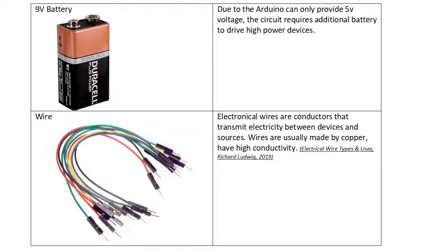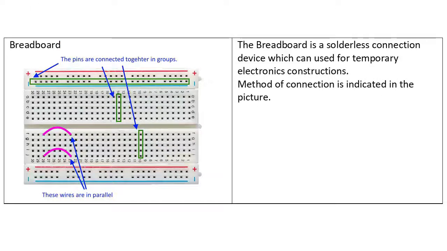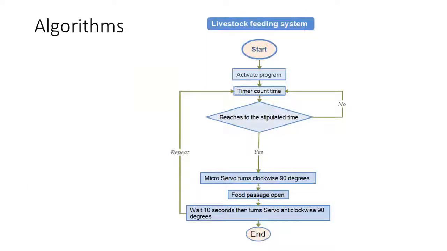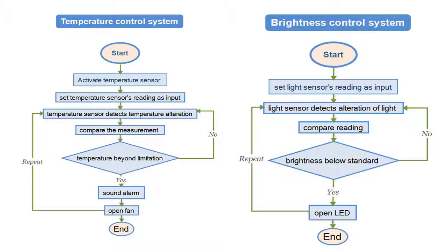The wires. Electronic wires are conductors that transmit electricity between devices and sources. Wires are usually made of copper, which has high conductivity. And lastly, the breadboard. The breadboard is a solderless connection device, which can be used for temporary electronics constructions. These are the algorithms for the livestock feeding system, temperature control system, and brightness control system.